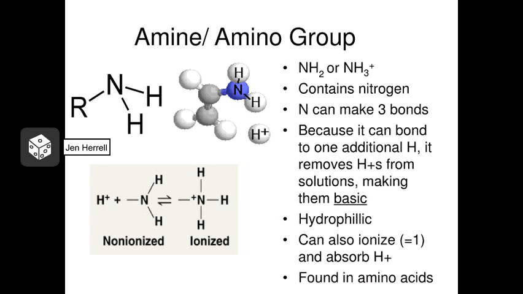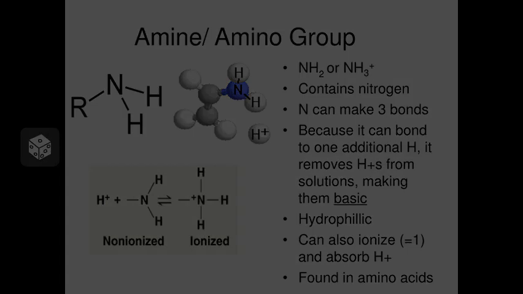There are a couple of different ways to draw an amine or an amino group. Here's one way. You can have an X attached to an N. You can draw it to show the bonds between all the hydrogens if you like, and it will either be an NH2 or sometimes an NH3, and you put a plus on the nitrogen. An abbreviated way to draw this is just an X attached to an NH2 or an NH3+.